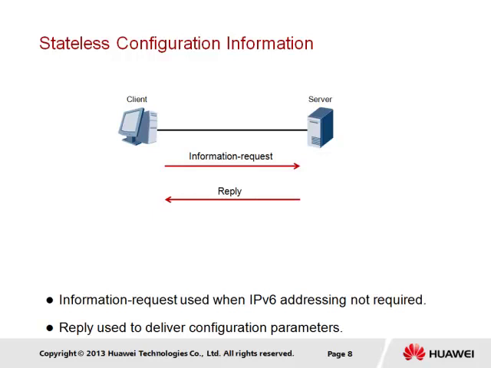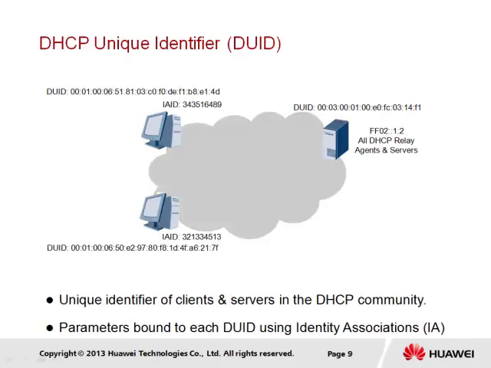This message is sent to the FF02:1:2 multicast address for DHCP servers, to which the reply is returned to the requesting client. Within DHCPv6, we find that new identification values in the form of the DHCP unique identifier is introduced and used by both clients and servers. Its main purpose is to provide a globally distinct identifier by which to reference these clients and servers.